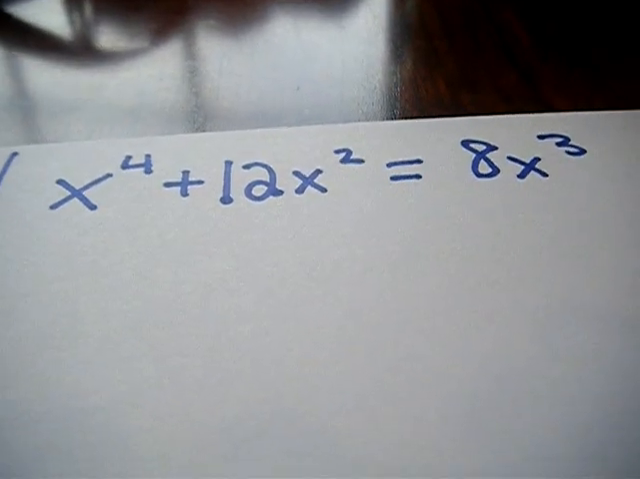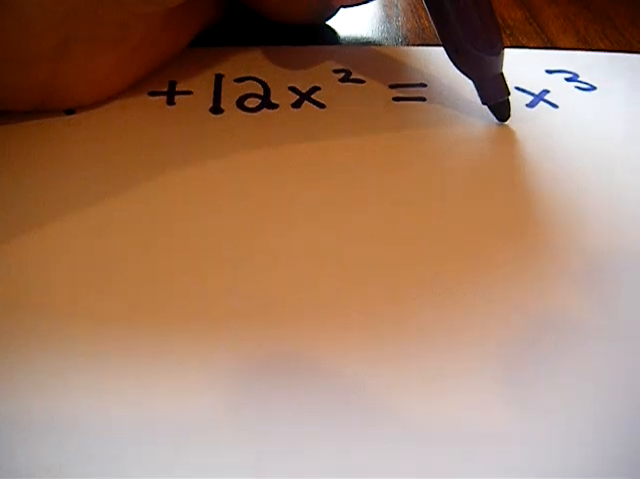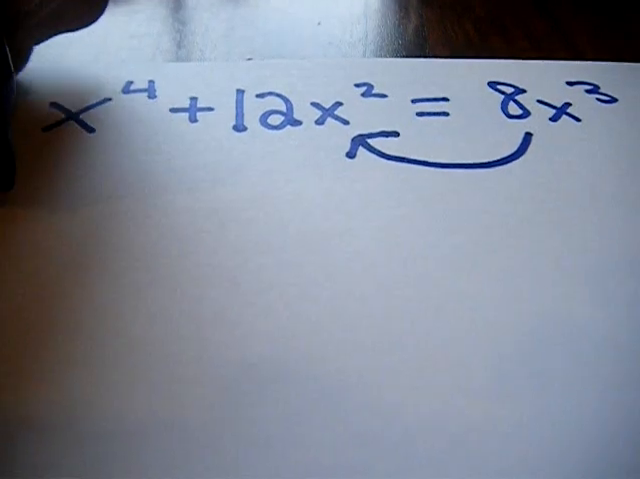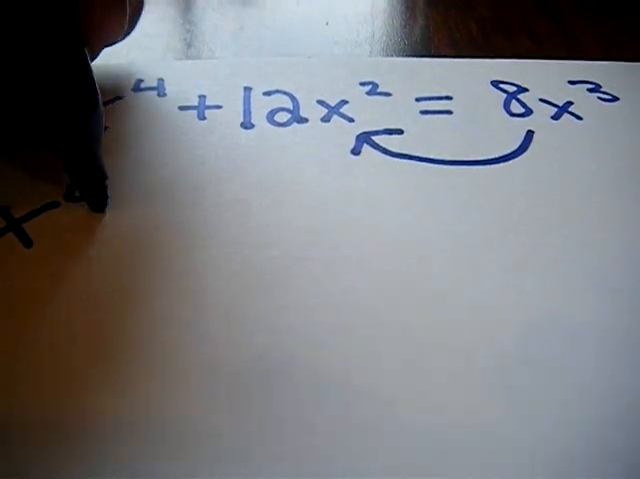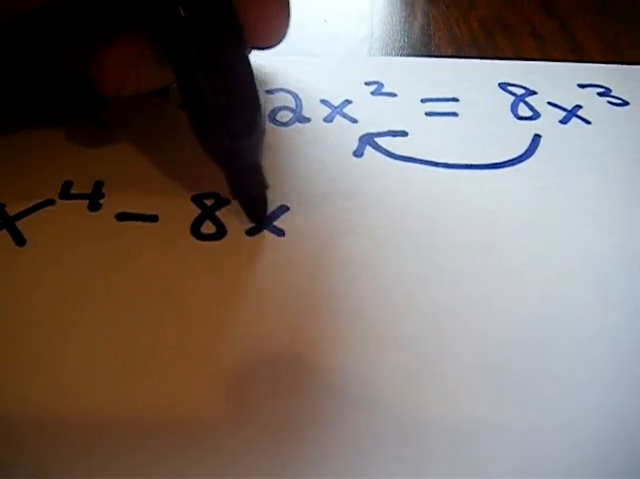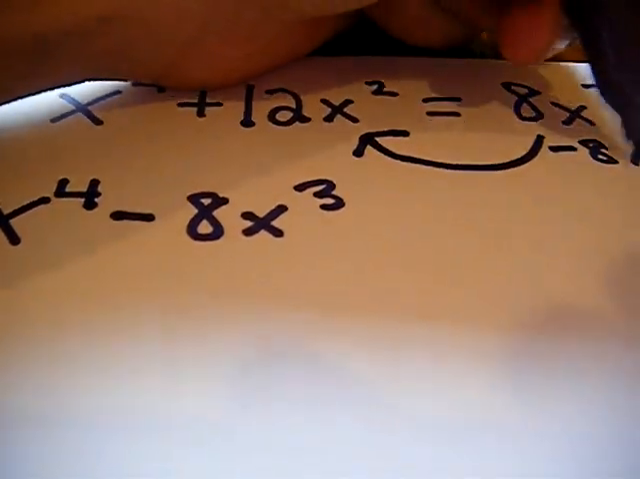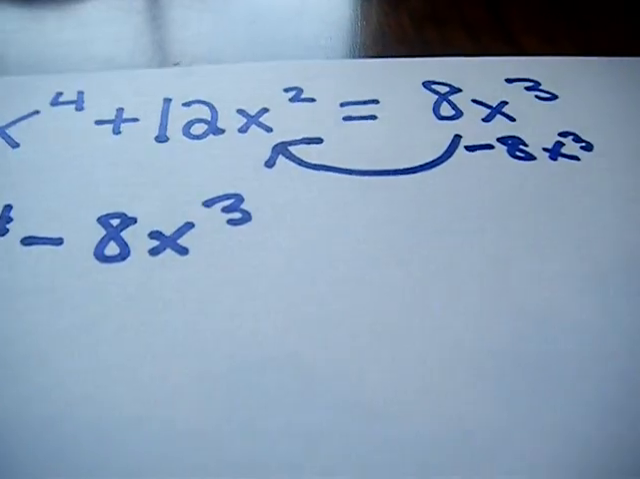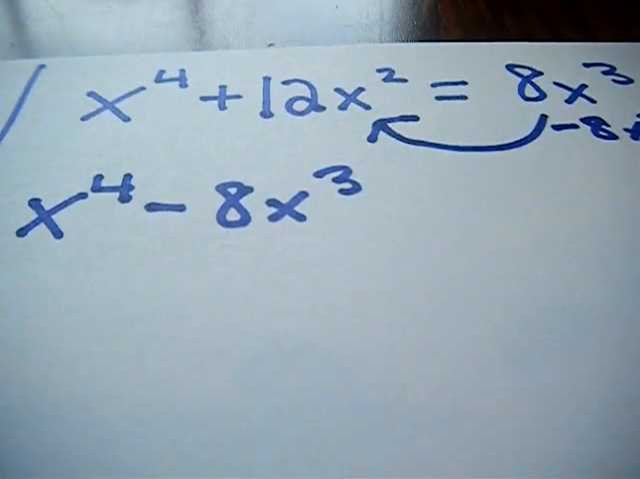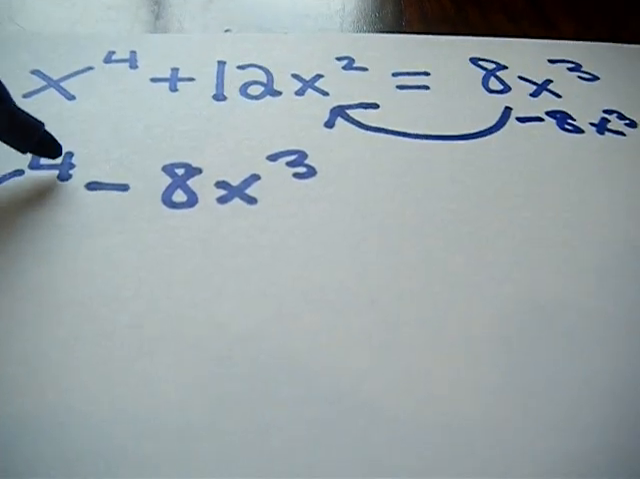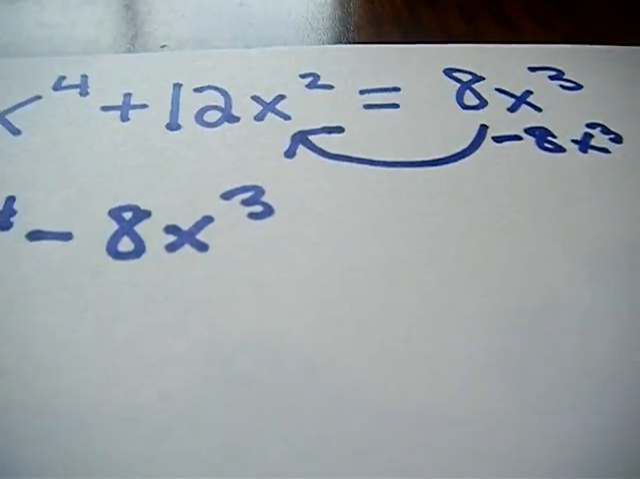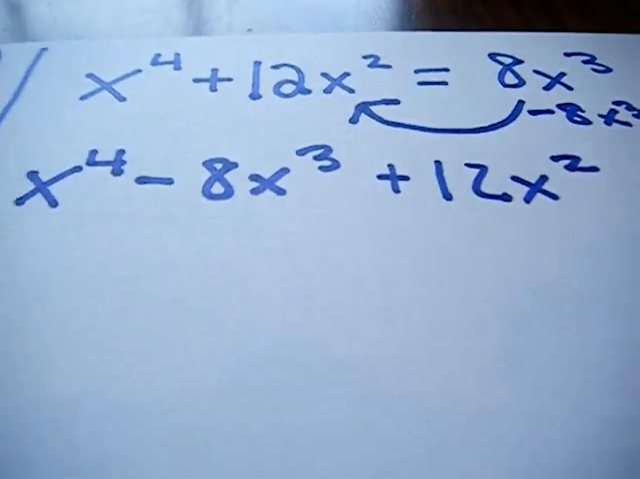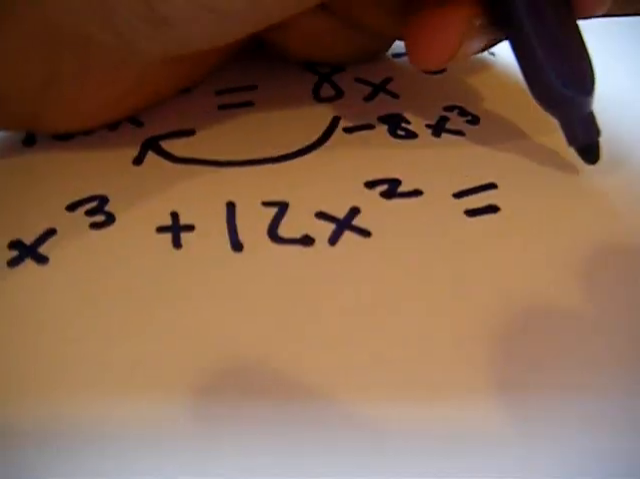So first what you need to do is bring 8x to the third over to the side. So what I'm going to have then is x to the fourth minus 8x to the third, because we were subtracting 8x to the third. And then what I wanted to do is arrange it by descending exponents, as in x to the fourth, x to the third, and then x to the second. And then you just write in your 12x to the second. And this is all equal to 0.